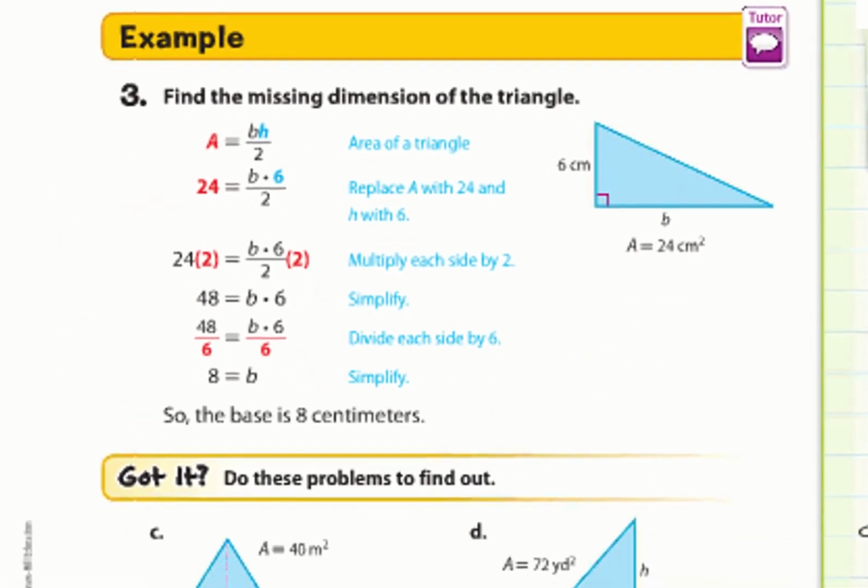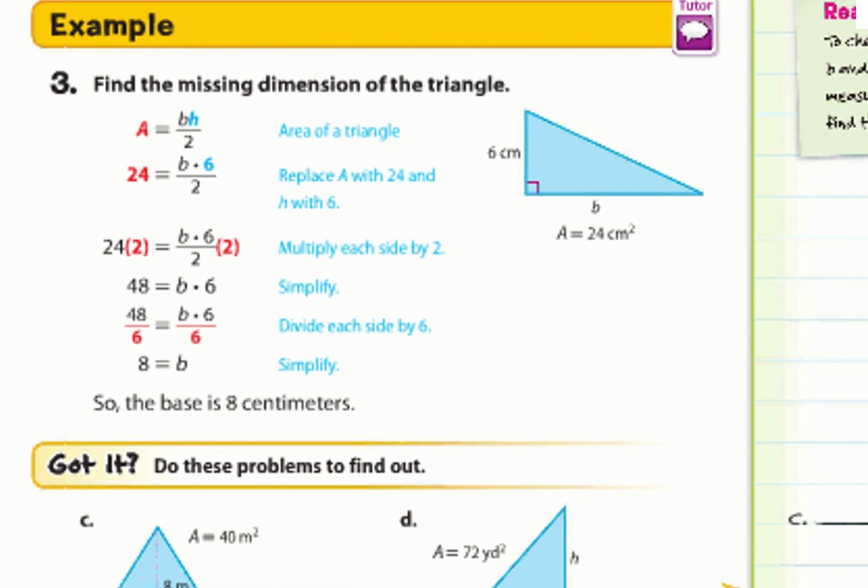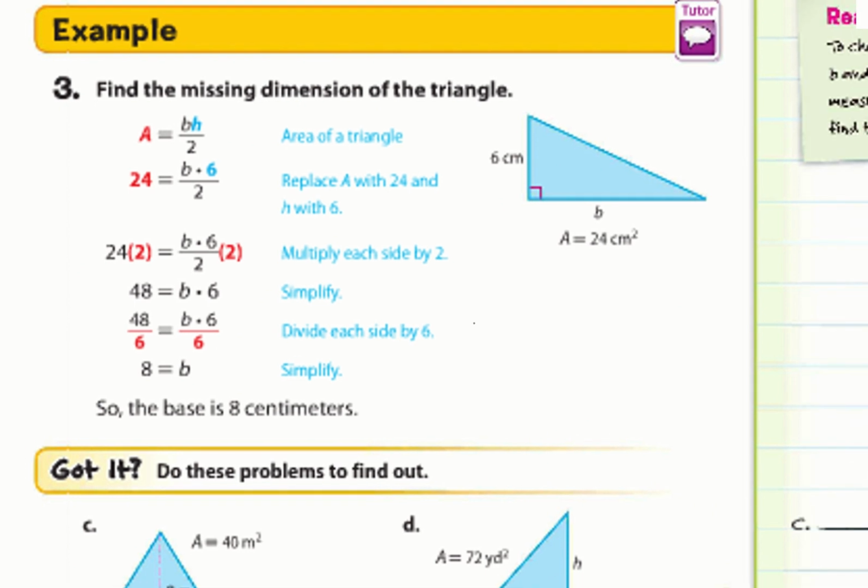Okay, so example 3, find the missing dimension. So if you look at the triangle, we're going to take our formula, area equals base times height divided by 2. So the base we don't know, and the height is 6 centimeters. My area is 24 centimeters squared. So area equals 6 times h over 2. Now I'm going to show you guys two different methods.